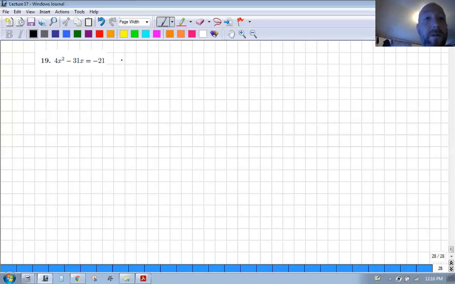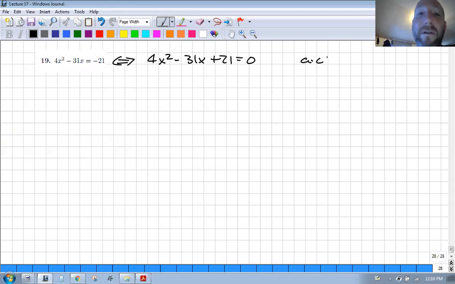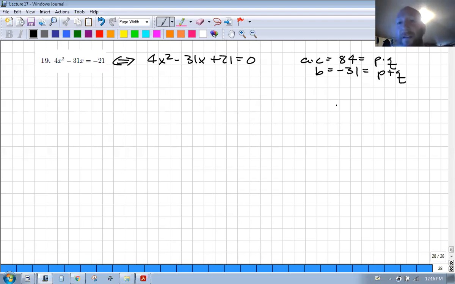Let's put this one in the standard form. 4x squared minus 31x plus 21 is 0. I think 31 is prime, so we can't pull any numbers out of there. 21 times 4 is 84. B is negative 31. So two numbers that multiply to give us 84, but add to give us negative 31.